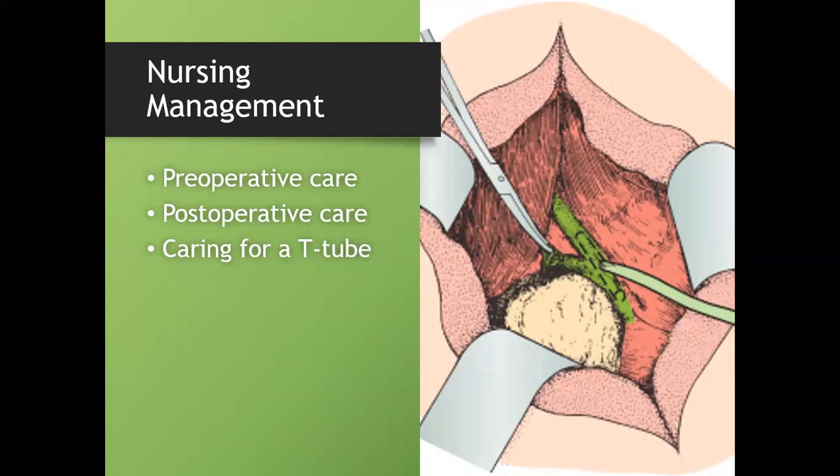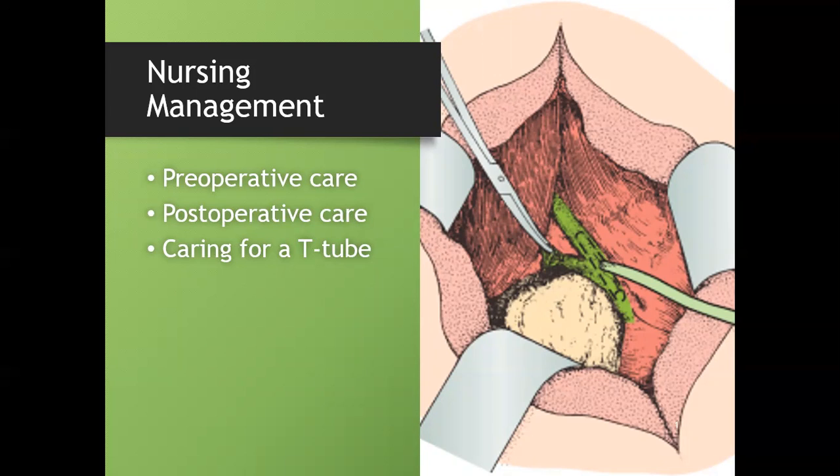So here's nursing management, pre-op care. We're going to control pain for these patients. We're going to provide education for these patients. Post-operatively, we're going to be assessing their pain, assessing their ability to pass flatus, to have a bowel movement. We're going to prevent constipation and encourage early ambulation. And then caring for a T-tube.